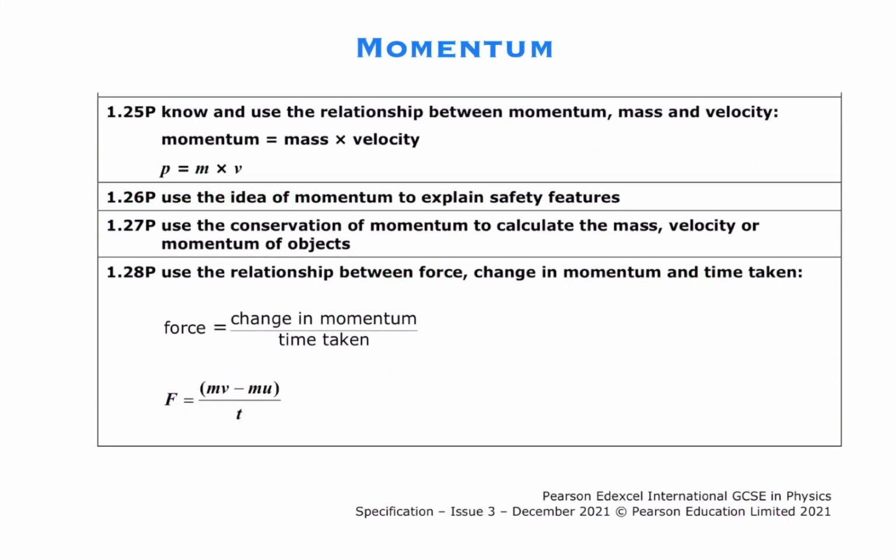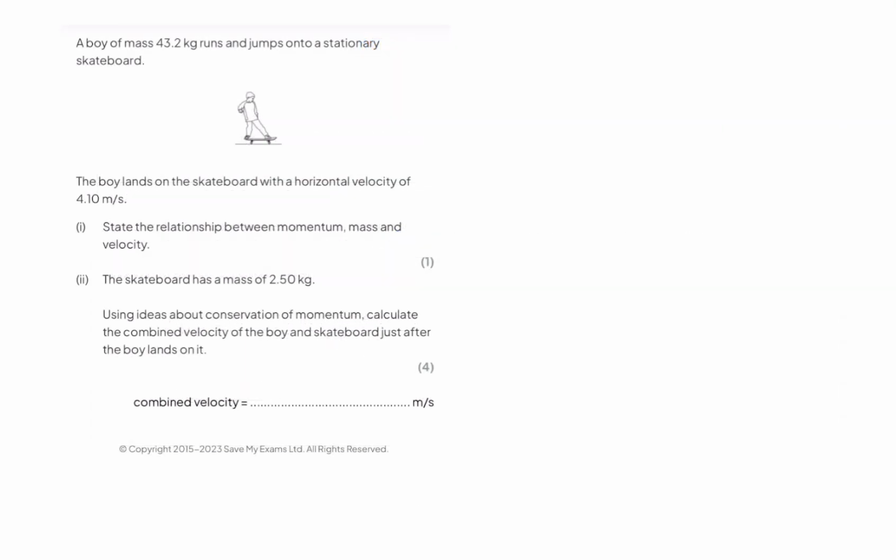Okay, so looking back at this specification, the next concept that I'll be explaining is 127, which is the conservation of momentum. Okay, so now we can use the conservation of momentum principle to solve questions like these. So you guys can try solving this question yourself first by pausing the video and unpause it for an explanation.